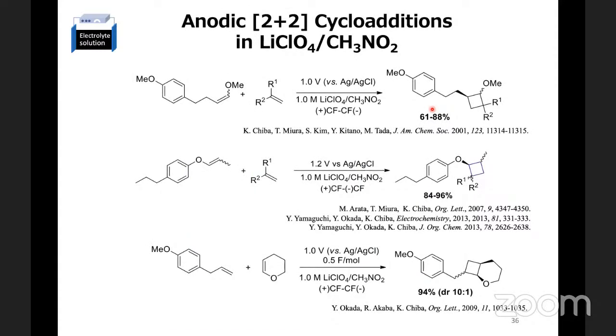The choice of an electrolyte solution, lithium perchlorate in nitromethane, is important for this anodic oxidation-initiated [2+2] cycloaddition reaction, as is the combination of olefins. Here is an example of a successful reaction, but the presence of a phenyl ether moiety and an enol ether moiety on either of the two substrates is a prerequisite.